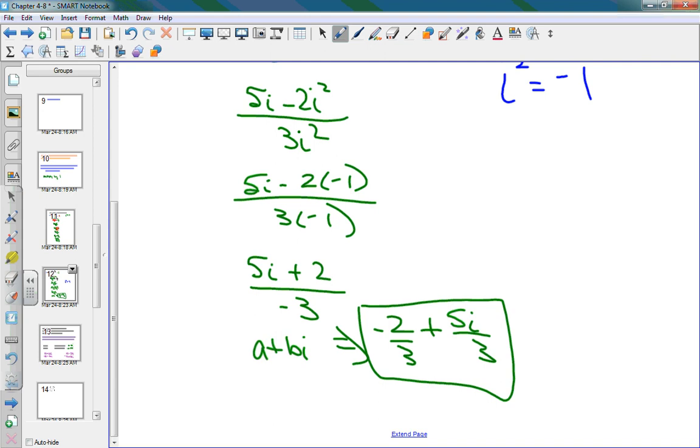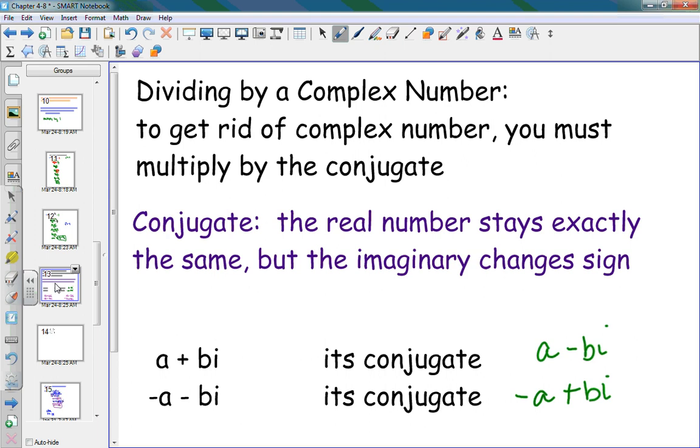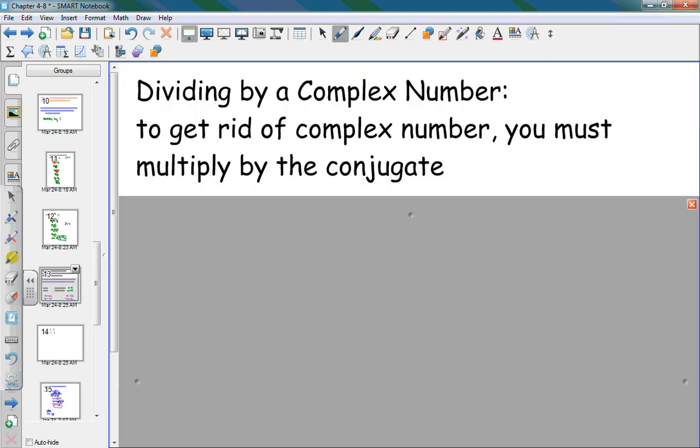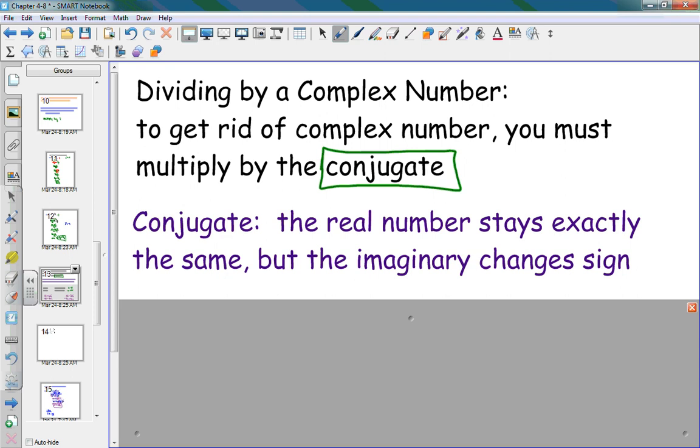Now what happens if I'm not dividing by just a number i? If I'm dividing by a binomial, for example this, I have to pull another card out of my trick book. So what card am I going to pull out? I'm going to pull out what we call the conjugate card. So dividing by a complex number, to get rid of a complex number, you must multiply by the conjugate. Crazy teacher says, what? That's right, I said conjugate. Conjugate is a very important math term. What it is: the real number part stays the same, but the imaginary sign changes.